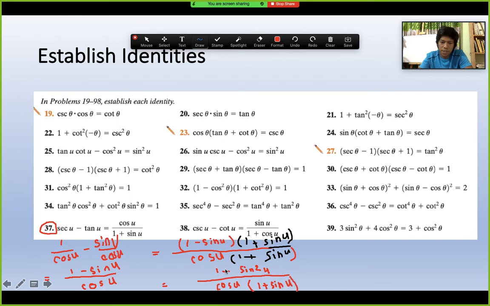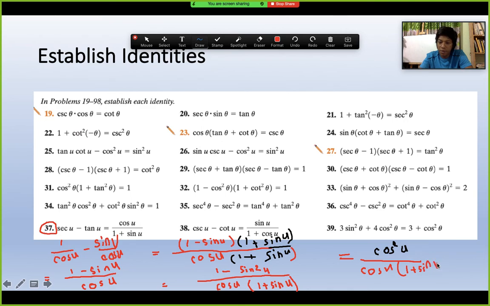Now look at this. Basically this is 1 minus sin square u. 1 minus sin square u means actually cos square u. So we can write this equals to cos square u. 1 minus sin square means cos square. So we have cos square u here. Then the remaining things, all of them are same. So we can write cos u into 1 plus sin u.